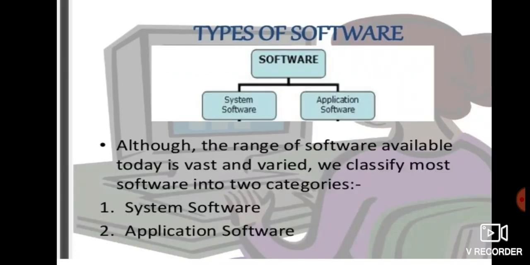Students, types of software. There are two types of software: system software and application software. Although the range of software available today is vast and varied, we classify most software into two categories. There are numerous software available. We use computers in every field, so in every field we have various software which perform specific activities. All these software have been characterized into two types: system software and application software.